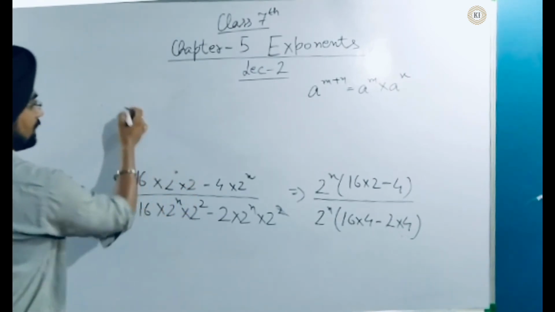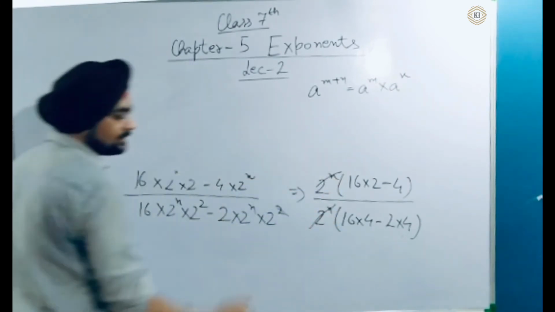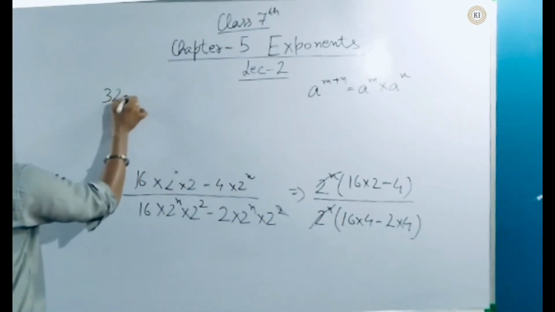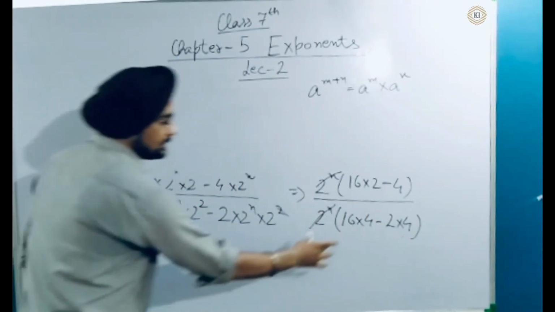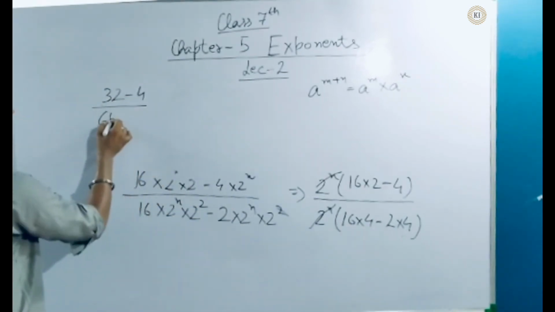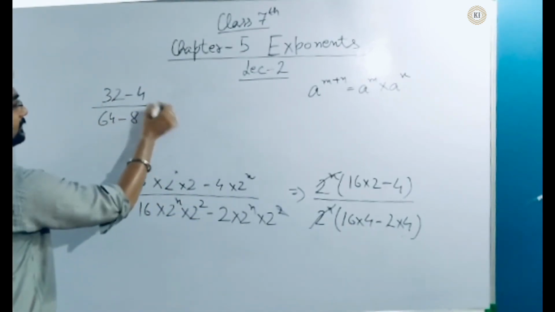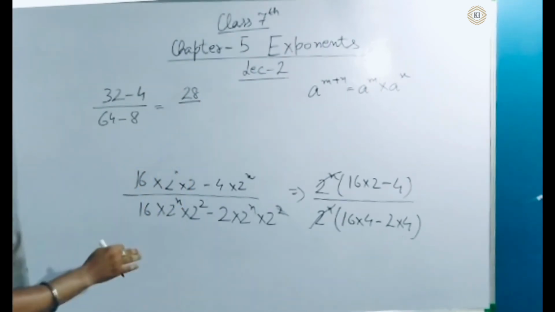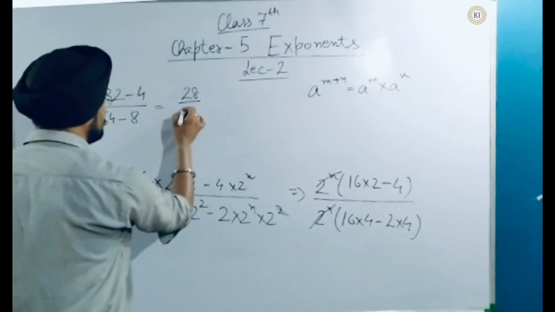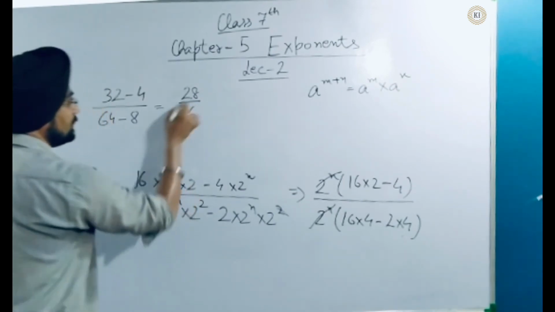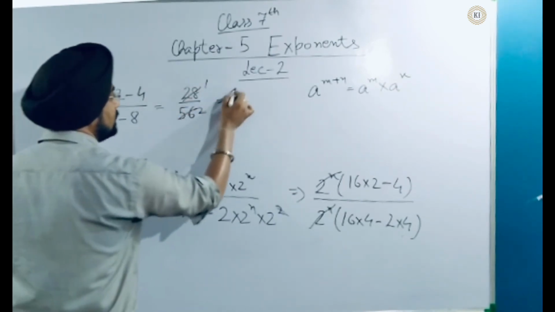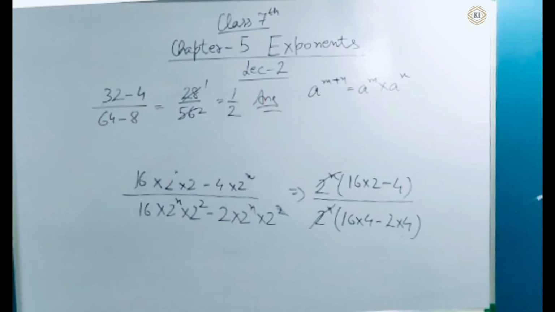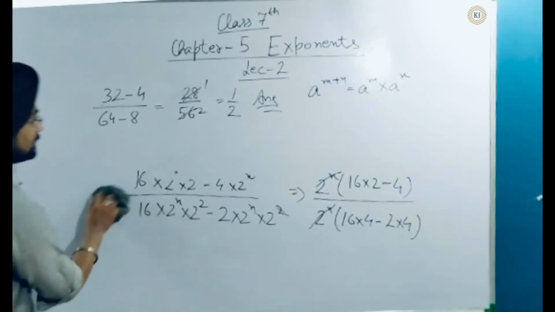Now 2^n and 2^n will be cancelled from here. 16 twos are 32, so we can write 32 minus 4 upon 16 fours are 64 minus 2 fours are 8. 32 minus 4 will be 28 upon 64 minus 8 will be 56. So 28 ones are 28, 28 twos are 56, so our result will be 1 upon 2. Now see the next question after this.